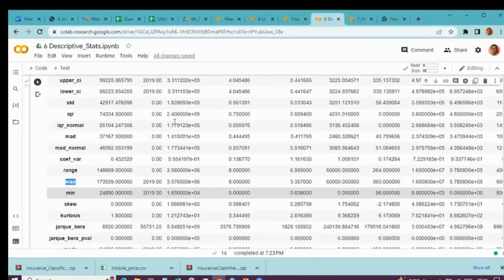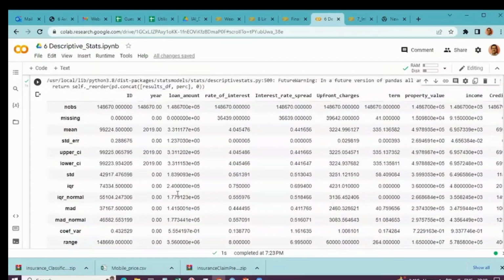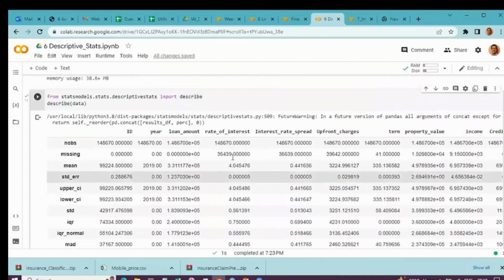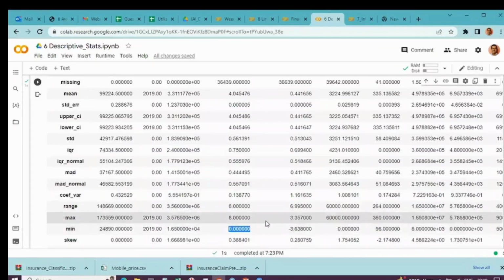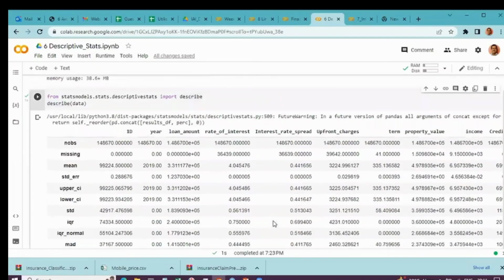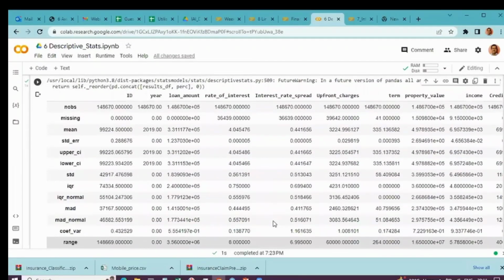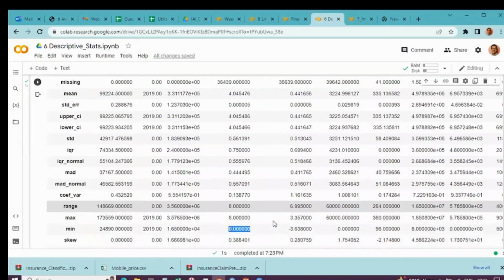For example, this is the loan application, right? And in the rate of interest, I see that the minimum value is 0. Is it really possible? I don't want to comment on them, but this is something that we may have to explore in the data and try to bring out. The minimum value of 0, is it possible in the rate of interest? If it is not, then we have to highlight this and possibly try to do the handling of this, right?